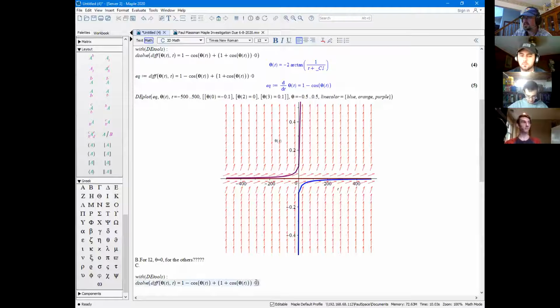So he's going to continue filling in the gaps for that one to make the other 2 slope fields.